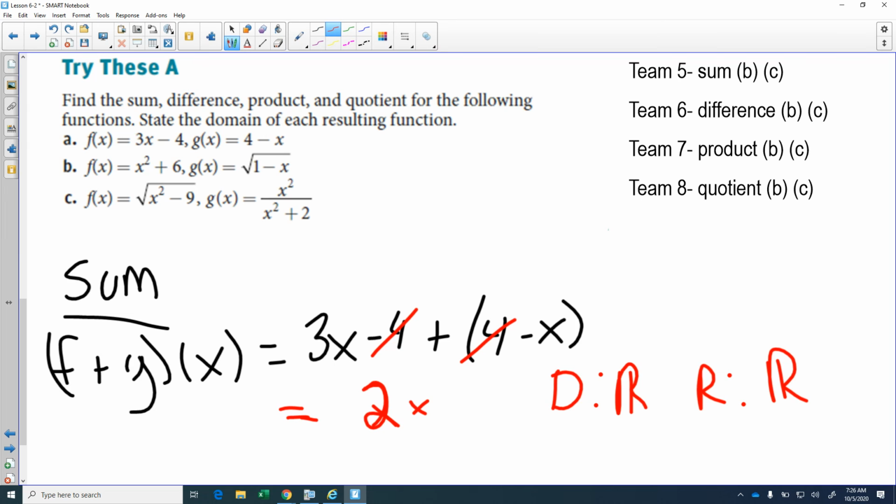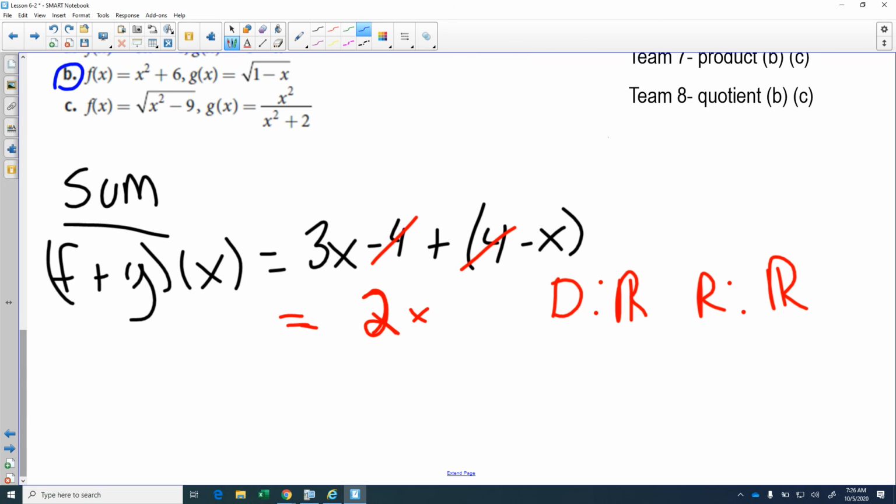But instead of going through and doing all of these separately, let's just talk about letter B here. So if this is letter A, we're going to do letter B down here. And for letter B, we're going to start with doing the quotient.